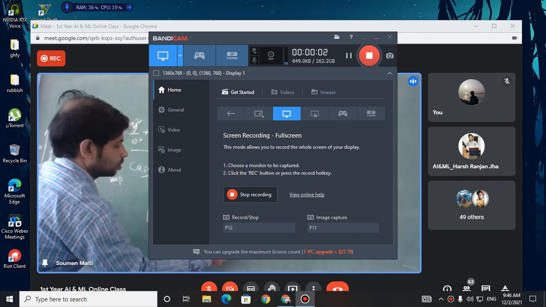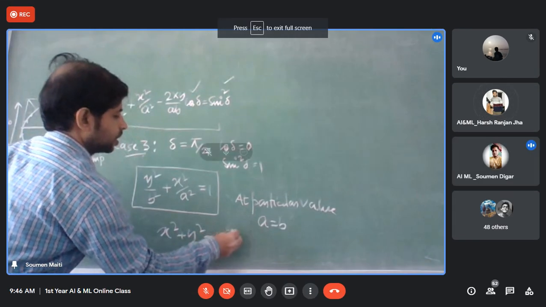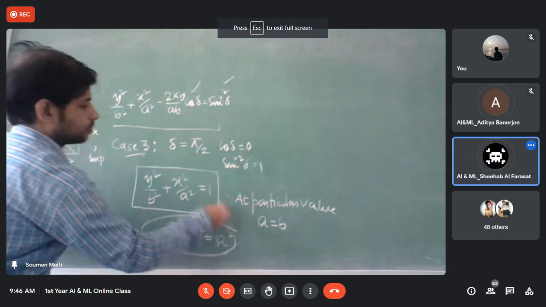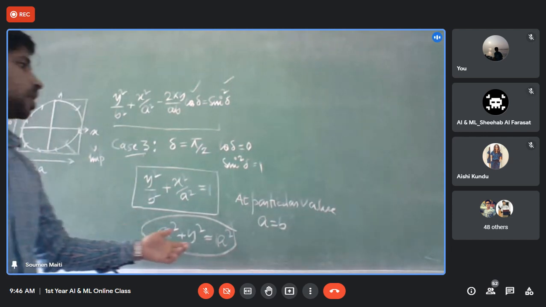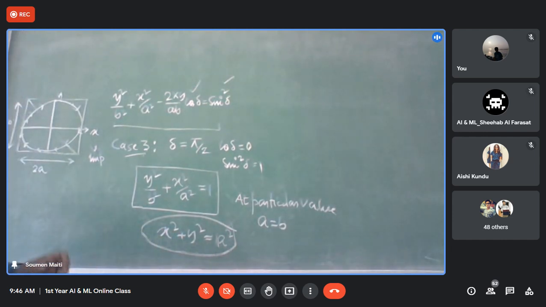Equal to 1, yes or no? Sorry, x square plus y square equal to a square. So this is x square plus y square equal to a square, which is nothing but the equation of a circle.